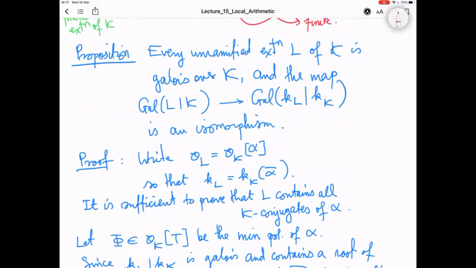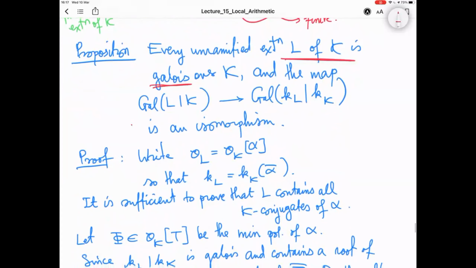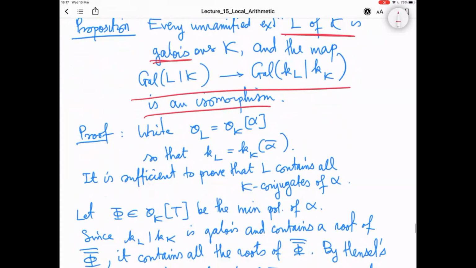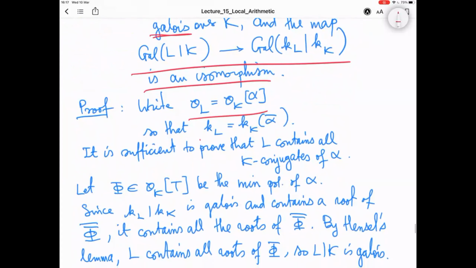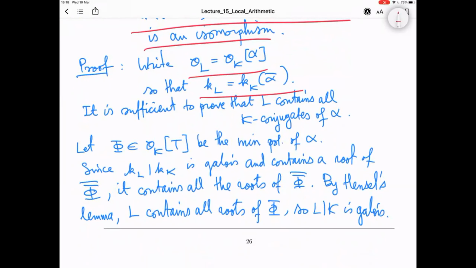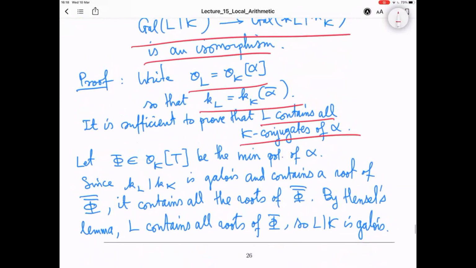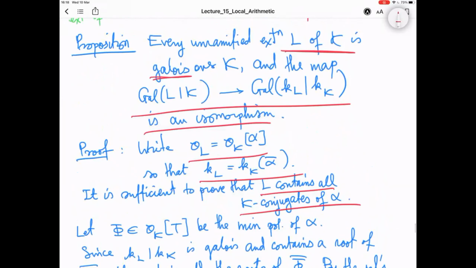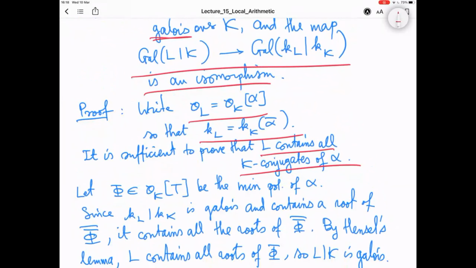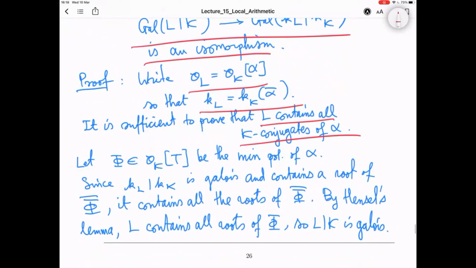So the first proposition is that every unramified extension L of K is actually Galois over K, and this map is an isomorphism. The Galois group of L over K is isomorphic, under this reduction map, to the Galois group of k_L over k_K. So how do we prove this? You write O_L as O_K adjoined alpha, then k_L is going to be k_K adjoined alpha bar. So it is sufficient to prove that L contains all K-conjugates of alpha. L over K is separable by hypothesis, and we just have to show that it's normal.